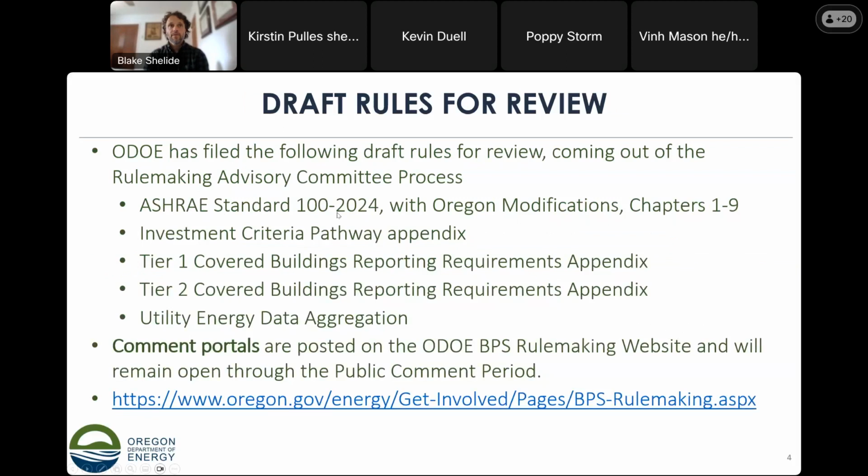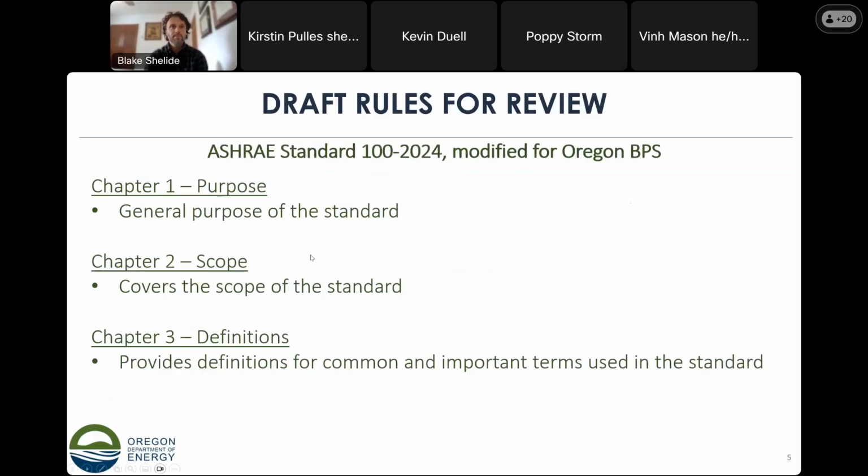So we filed the draft rules for review, including the various sections of the rules. The comment portals are up on the website, with multiple avenues for comment, either through those portals or by directly emailing ODO staff, myself, or Wendy Simons. And then just to provide an overview and ground folks in all the different sections of the rules that are up there for review.